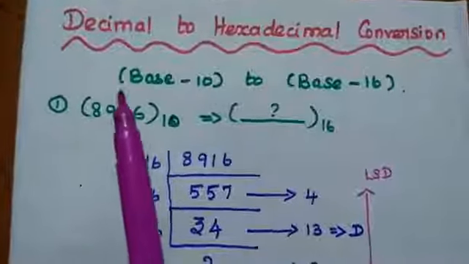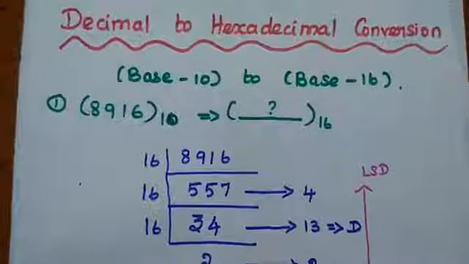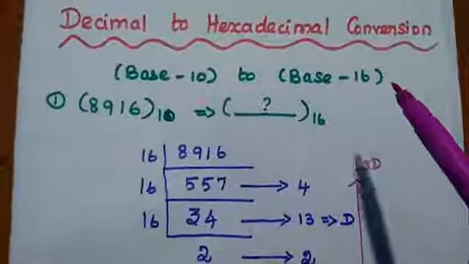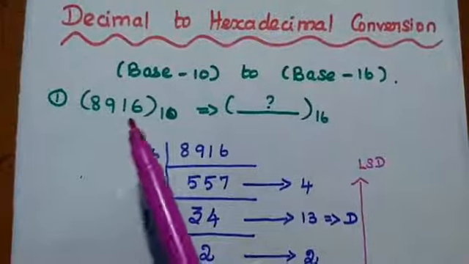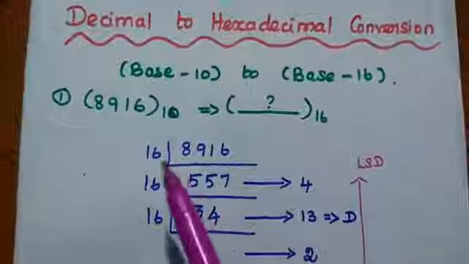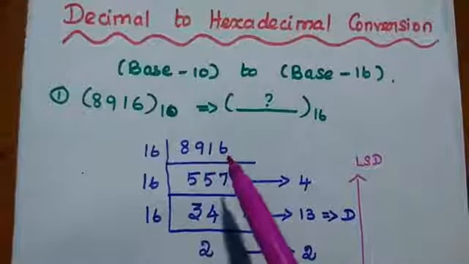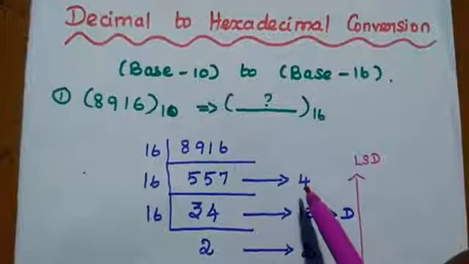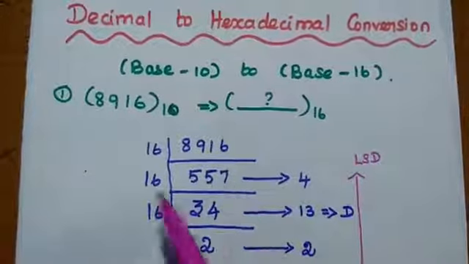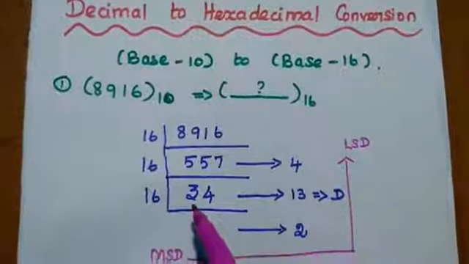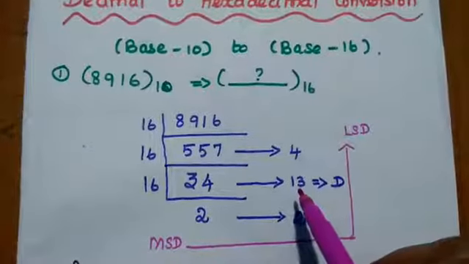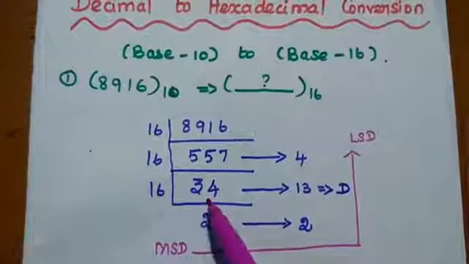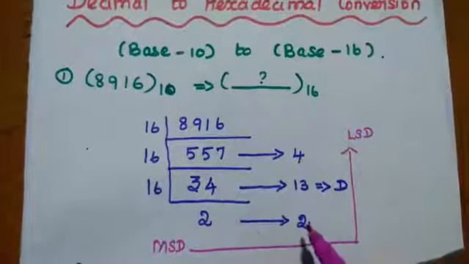Next, we are going to convert decimal number system to hexadecimal number system. Here the base for decimal is 10, the base for hexadecimal is 16. The given decimal number is 8916. So we are going to divide this 8916 by 16. We can get 557 where the remainder is 4. This 557 is again divided by 16. We can get 34 and the remainder is 13. This 34 is divided by 16. 16 2s are 32. So the remainder is 2.